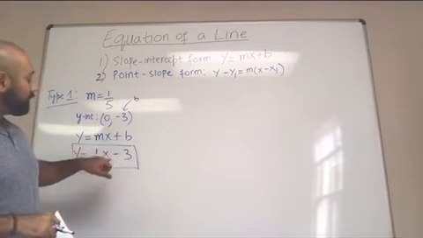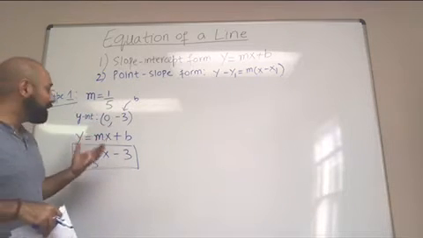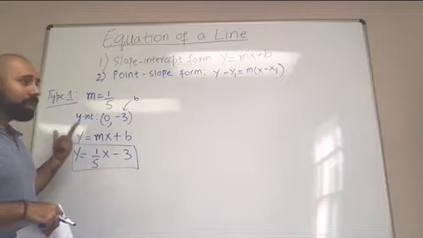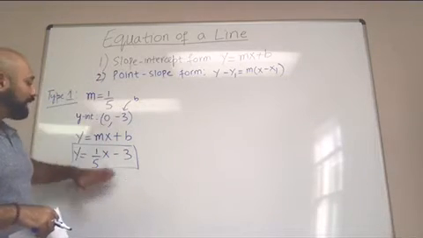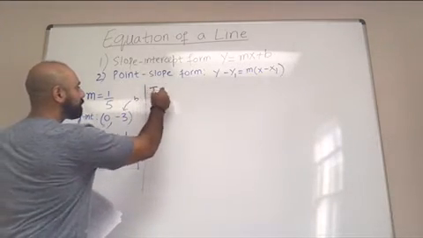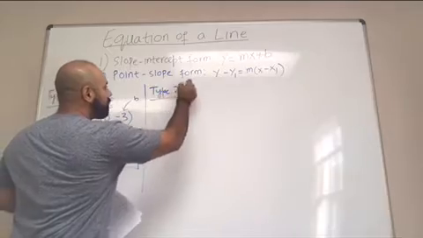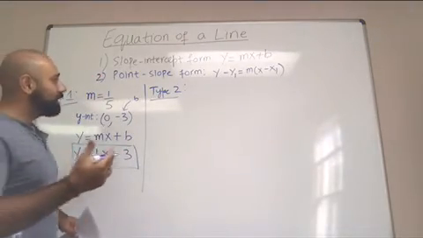We would still be able to get this equation if we use number two, but it's easier, convenient and quicker to use number one here. So type one: if you have the slope and y-intercept, just quickly use the slope-intercept form and get the equation. Okay, let's quickly talk about type two. For type two, I have something slightly different.